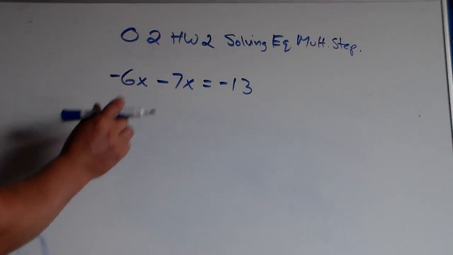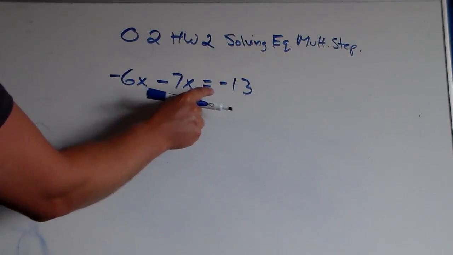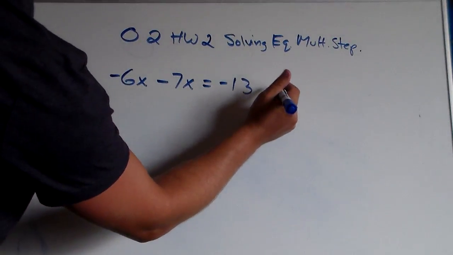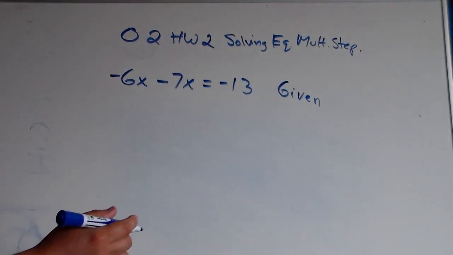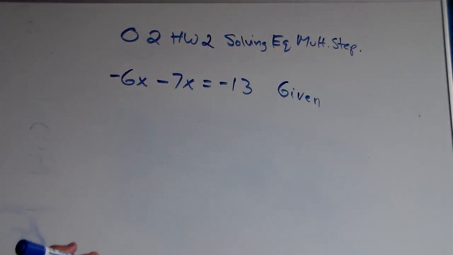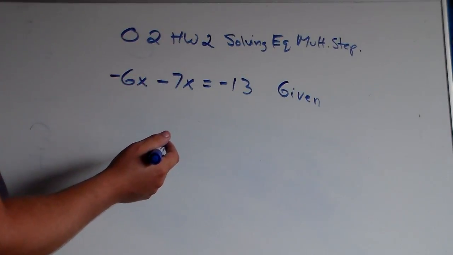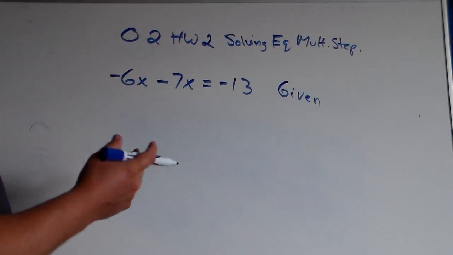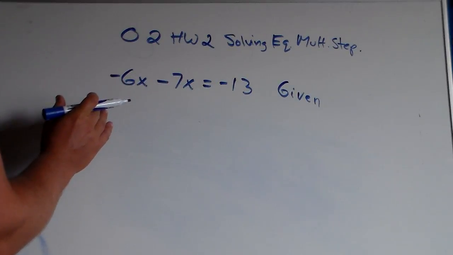So in problem number 1 of the homework, we have negative 6x minus 7x equals negative 13. This is what's given to us, so we write given on the right hand side. What we do with combining like terms, we look on the left hand side of the equal sign and on the right hand side of the equal sign and see if there are any terms we can combine. Now we can only combine those on the left hand side of the equal sign.